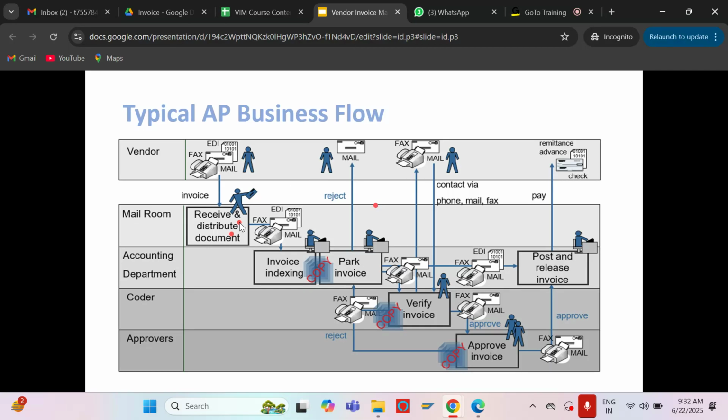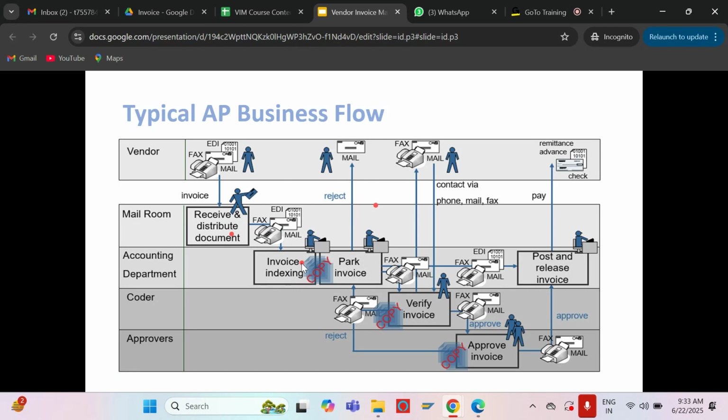They will send the invoice for India to people who are responsible for India. They will send the invoice to people sitting in US who are responsible to process the invoices for US. So this is the task here. Now, once it is received, they will segregate and send it to the accounting department, where the invoice will be checked. Multiple checks will be done on the invoice.